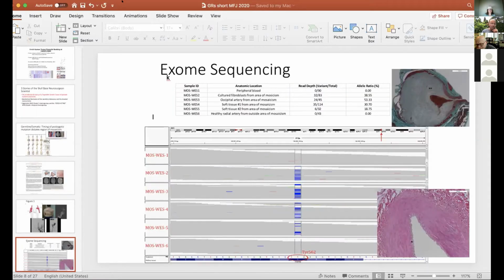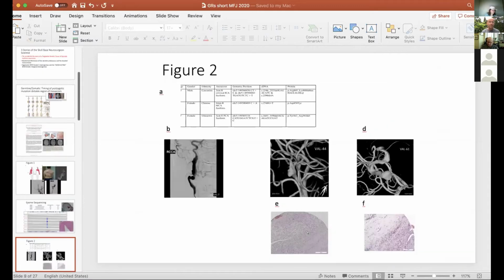He actually had surgery here with multiple specimens harvested at the time of surgery, including normal peripheral blood, normal artery, normal skin, abnormal skin punches. And with deep exome sequencing, we found an alteration in a gene that happens to be a kinase called PDGFRB in a hot spot on amino acid 562. In his normal tissue and normal blood, it was absent, essentially making the diagnosis of classic mosaicism.